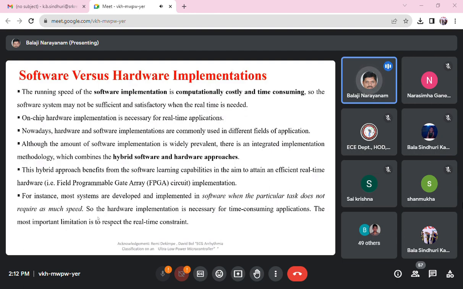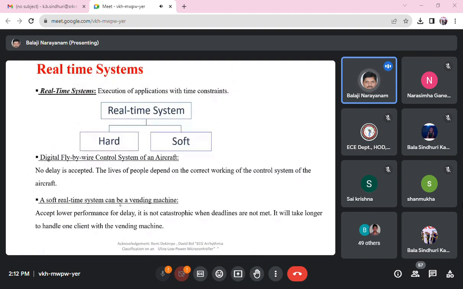So for instance, most systems are developed and implemented in software when the particular task does not require much speed. So the hardware implementation is necessary for time consuming applications, and they find more importance in real time constraints. So when it comes to real time systems, what is meant by real time system is execution of any application with timing constraints. You can divide these real-time systems into hard real-time systems and soft real-time systems.